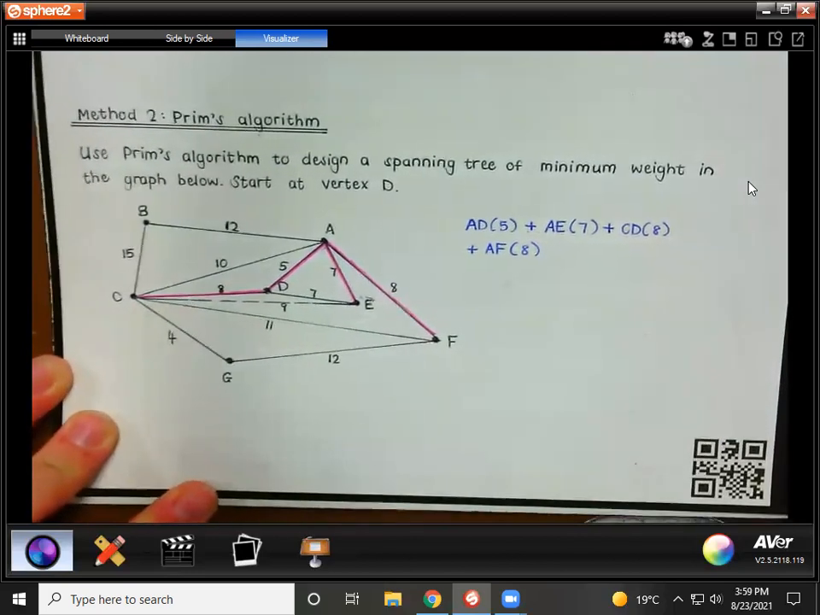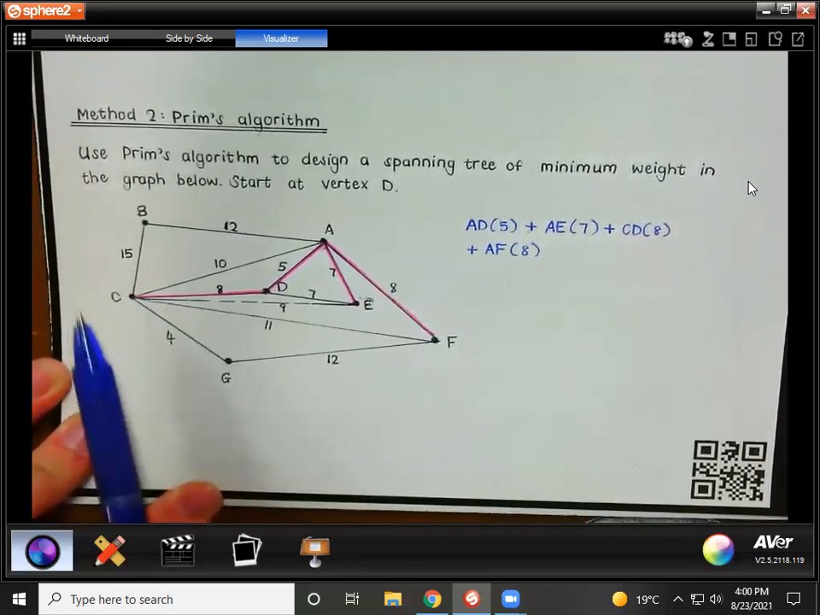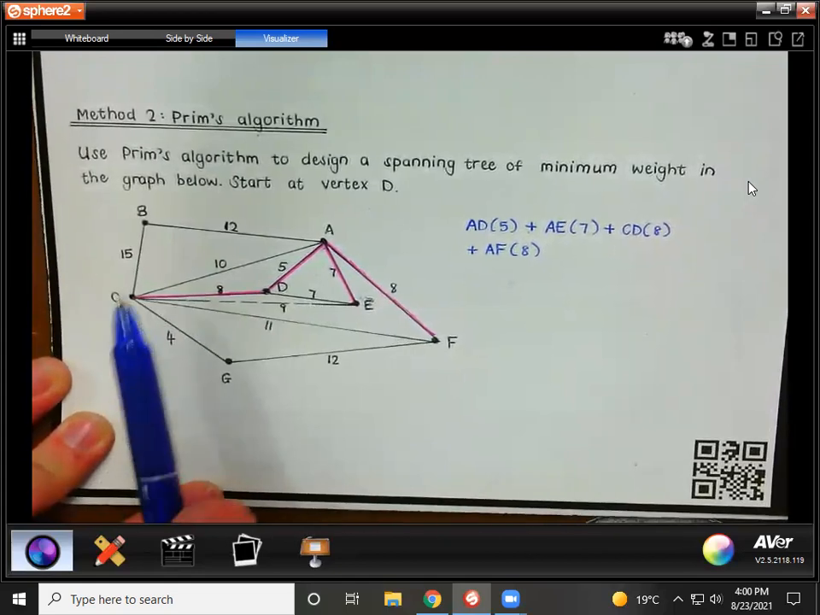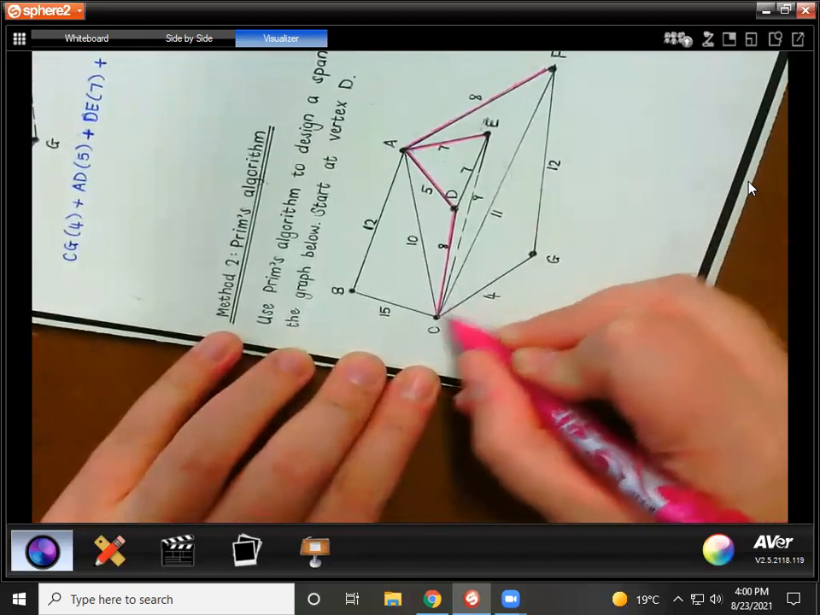Okay, what next? CG. Oh, sure, I didn't even see that one. CG, obviously that's definitely the shortest one. Hey, that one has 4. Okay, and that's also not going to create a circuit. So let's add that one in. I'm just turning my page so that I can do my color.